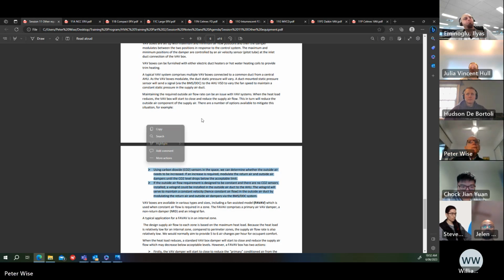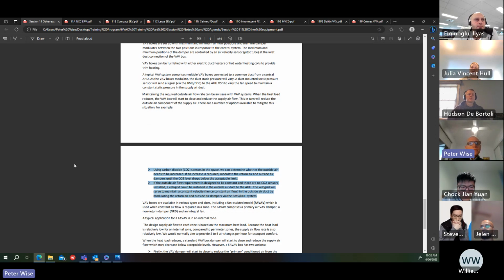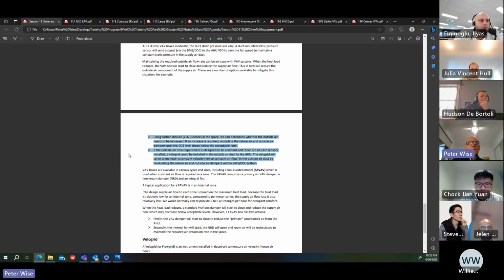So what you can do to mitigate the problem, using carbon dioxide sensors in the space, we can determine whether the outside air needs to be increased. If an increase is required, you can modulate the return air and outside air dampers on the air handling unit until the CO2 level drops below the acceptable limit. If the outside air flow requirement is designed to be constant and there aren't any CO2 sensors installed, a VeloGrid can be installed in the outside air duct to the air handling unit. I'm going to talk about VeloGrids in a minute.